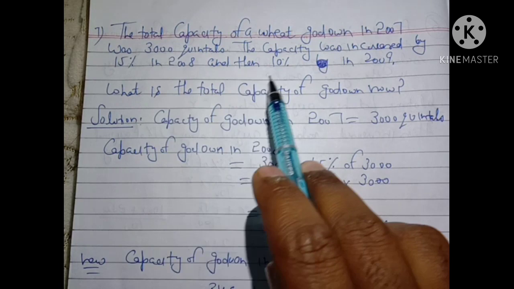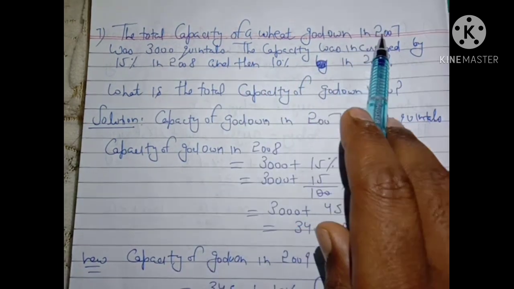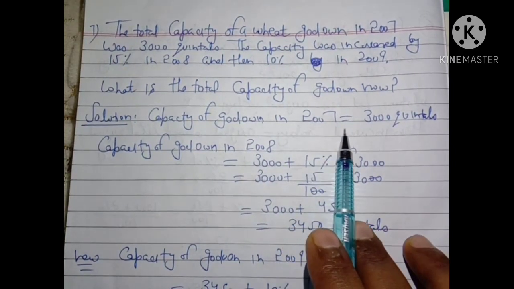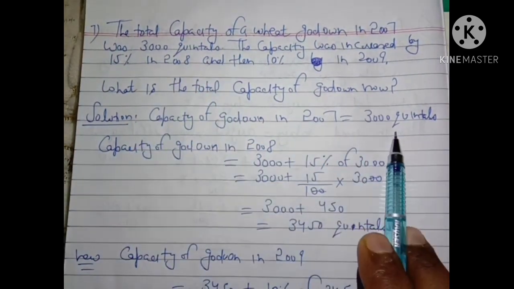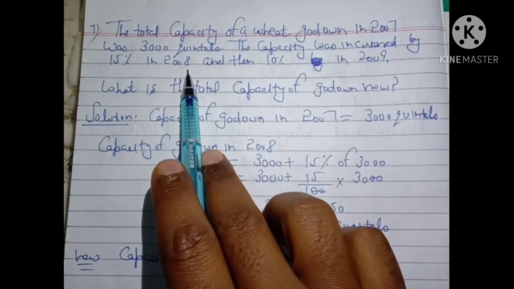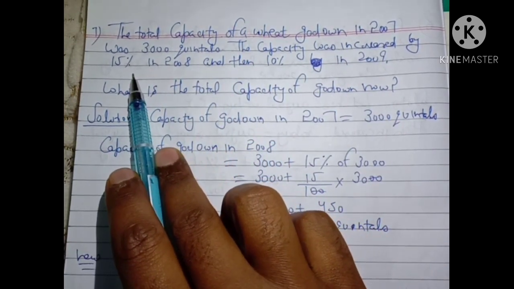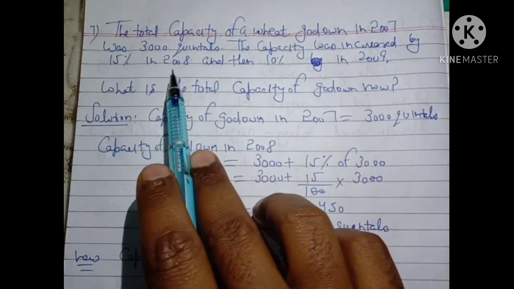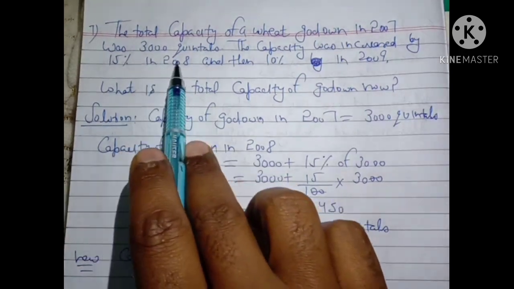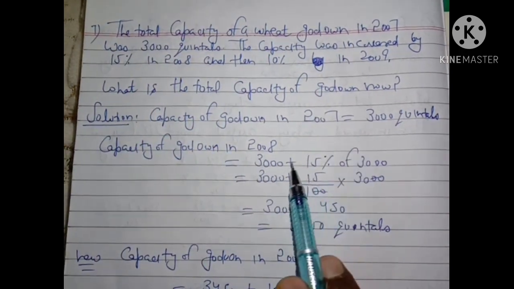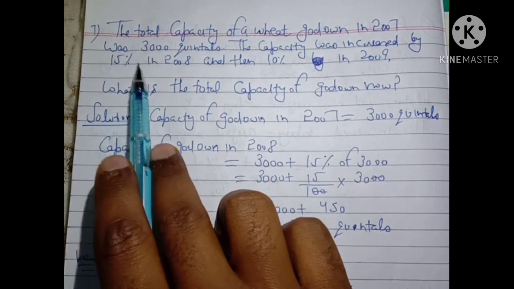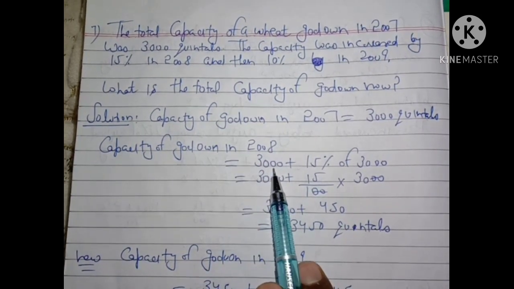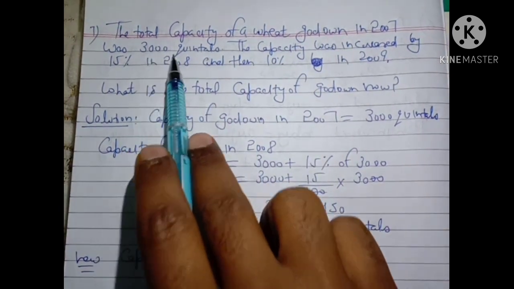So you can see the capacity of the godown in 2007 was given to us. So write down here, the capacity of godown in 2007 is equal to 3,000 quintals. And now you can see in year 2008 its capacity was increased by 15%. So the capacity of godown in 2008 will be equal to 3,000 plus 15% of 3,000. Why? Because its capacity is increased by 15%.